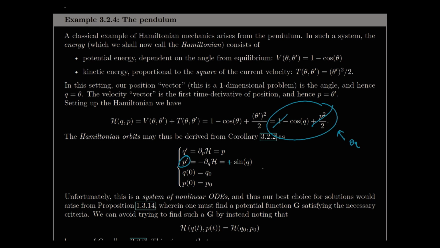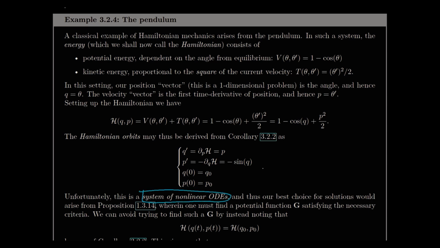This should probably be a positive. It should be a positive sine of q there. Sorry, but it's the negative sine of q. So I do have a negative sine of q. All right, so that's p prime. And then, this is just a system of two ODEs. Unfortunately, however, it is a nonlinear system of these two ODEs. So my life is not too easy, right?